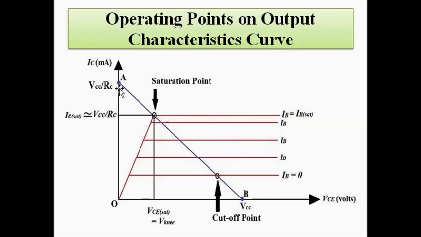So the point where the load line joining the points VCC by RC and VCC intersects the IB equals 0 plot, this output characteristics plot, is the cutoff point. The cutoff point is the intersection point of the load line with the IB equals 0 plot. Again, at the cutoff point, the value of collector emitter voltage is nearly equal to VCC.